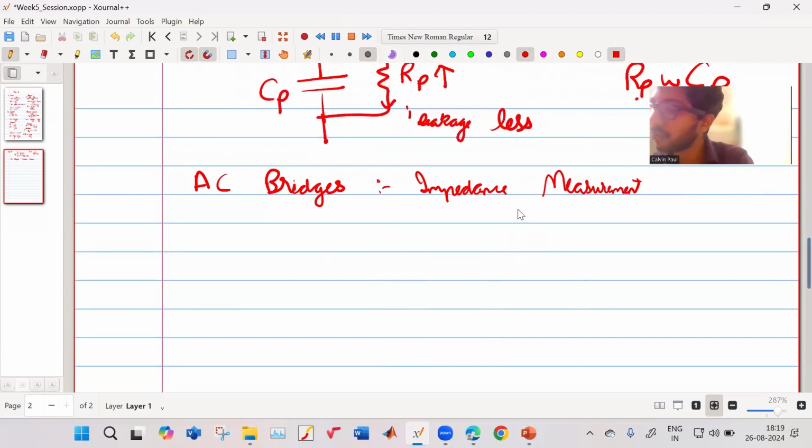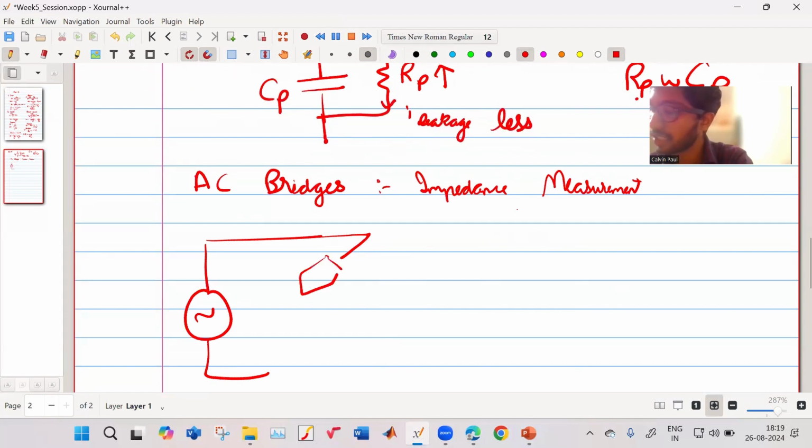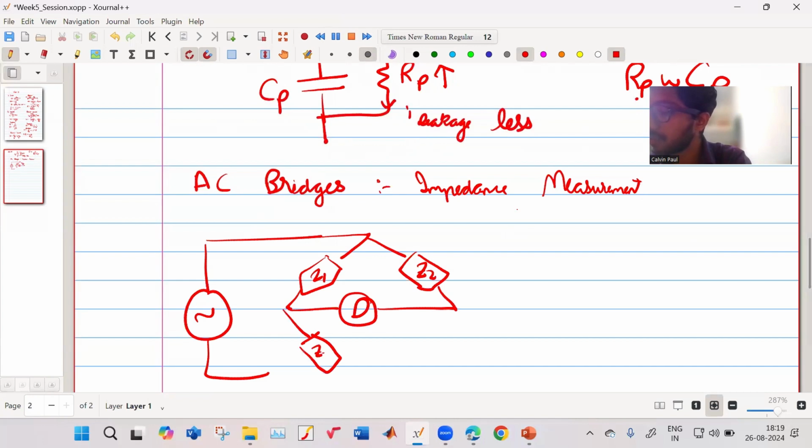So we have a bridge and we have a voltage source. Let us say this is my Z1. This is the galvanometer. This is my Z2. This is Z3. And this is Z4. This is assumed to be a sine wave source.